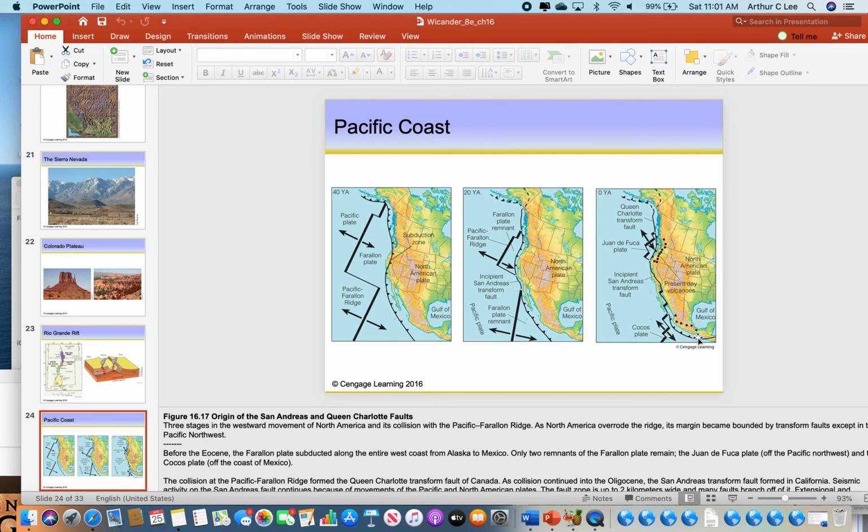And over here, the Cocos plate subducts underneath Mexico, going all the way to Costa Rica. That's for you, Giocondo. Cocos plate subducts underneath, I mean, not South America, Central America, producing volcanoes in the Costa Rica area, going all the way into Mexico.